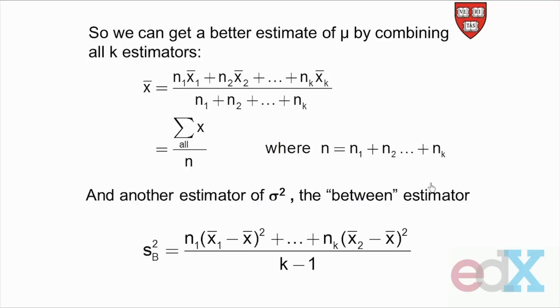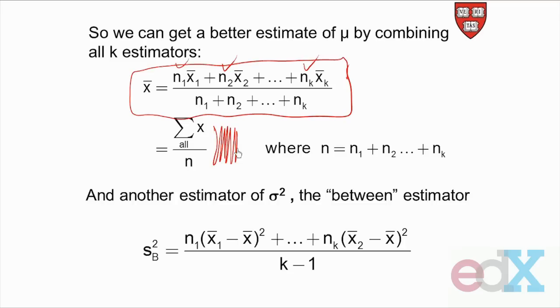So what we can do is, first of all, get an overall estimate of the mean, because they're all estimating the same mean. Once again, I want to do something that's weighted because I want to give more weight to the larger samples. But that's the same as just ignoring what sample they belong to, and just taking all the x's, summing them all up, and then just dividing by n, where n is the total sample size. Okay, so now I've got that.